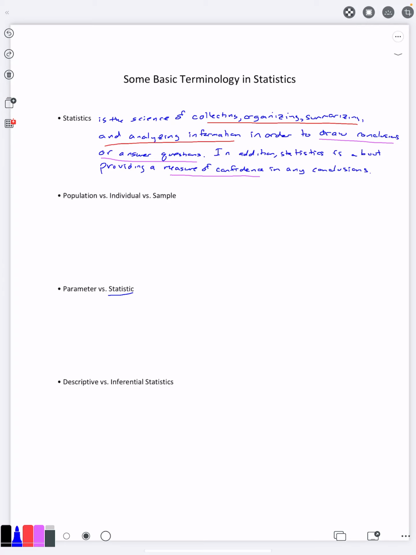Continuing on here, the next terminology we want to talk about is population versus individual versus sample. This one's kind of easy to break down. So population, that is the entire group under consideration.